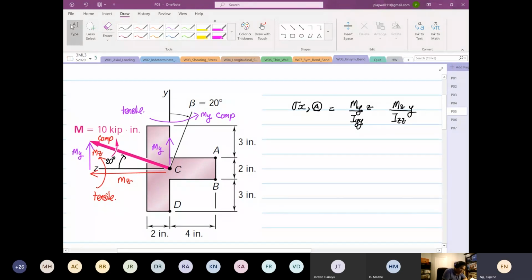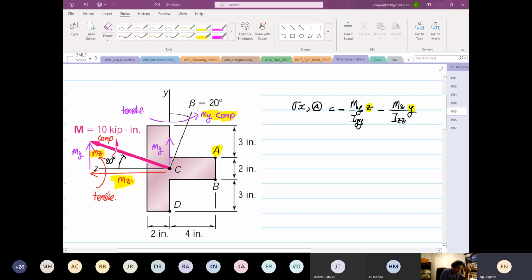Okay. So you look over here. We are going to focus on point A. Right. So for point A, My is going to be compression. So you know that this will be equal to minus, right? And then for Mz at point A, it is also under compression. So both of them will be compression. The next tricky thing is the z.